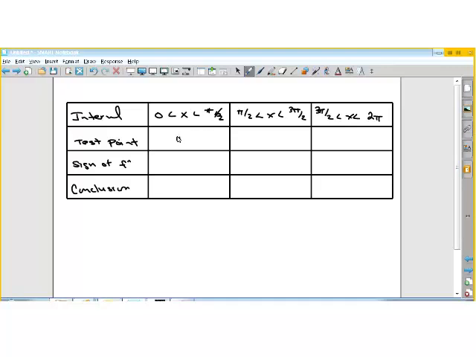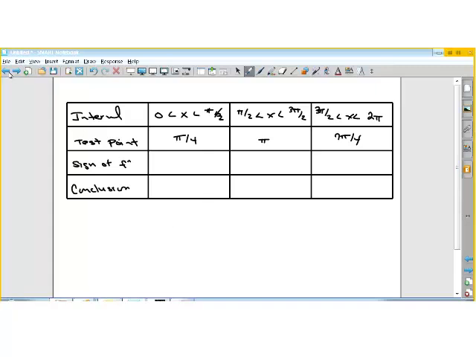So let's pick pi over 4. Let's pick pi. Let's pick 7 pi over 4, I guess. Or is it 2 pi, 3 pi? So that's the same as 6 pi over 4. So 7 pi over 4. So those are the points that are in those intervals, not at the end of the intervals.